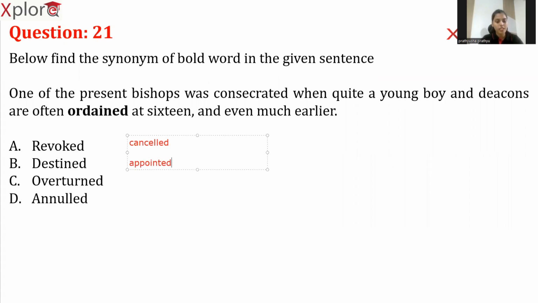Next, overturned meaning is also cancelled. Annulled meaning also cancelled. So, which is actually having the synonym, which is acting as a synonym for ordained, appointed. Obviously, the right answer here is option B, destined, appointed again.